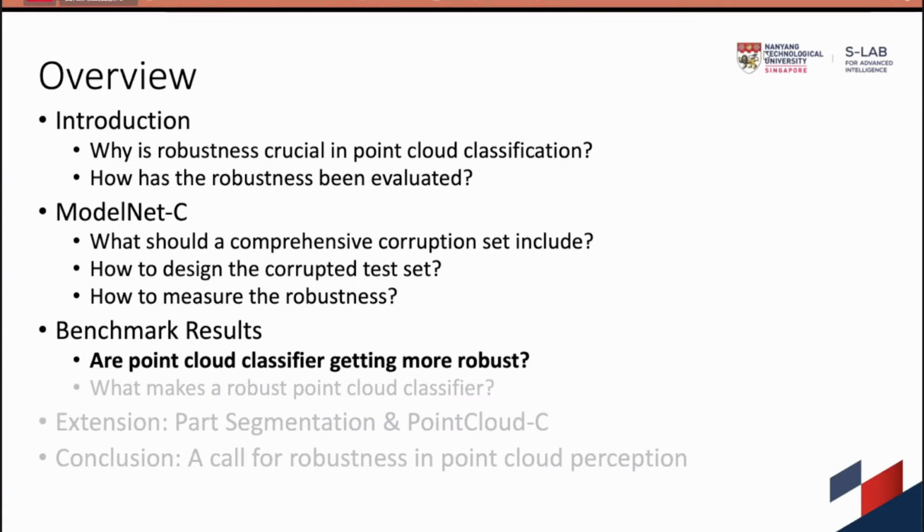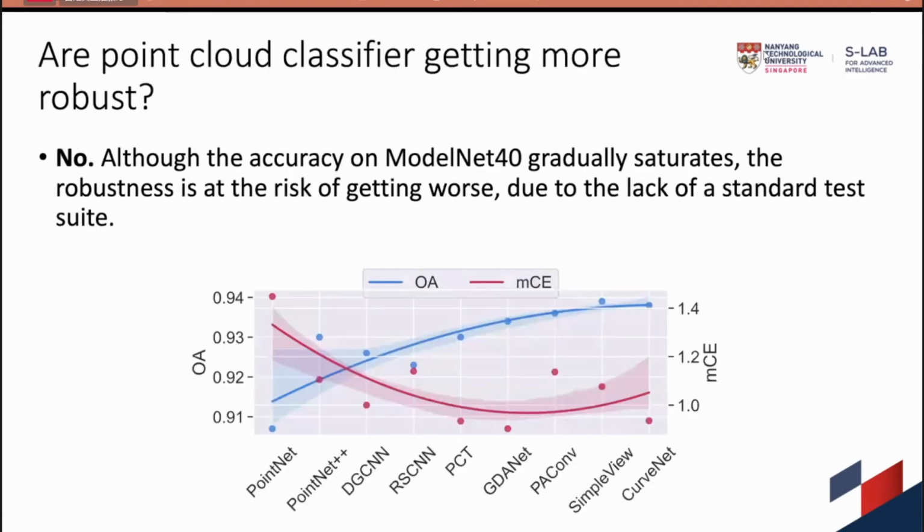Based on ModelNet-C, we can provide a robustness benchmark. The benchmark result answers a critical question: are point cloud classifiers getting more robust? Our answer is no. Although the accuracy on ModelNet40 gradually saturates, the robustness is at the risk of getting worse due to the lack of a standard test suite.